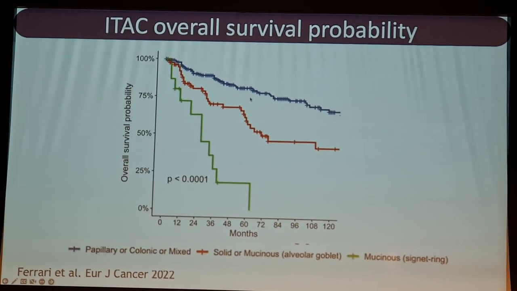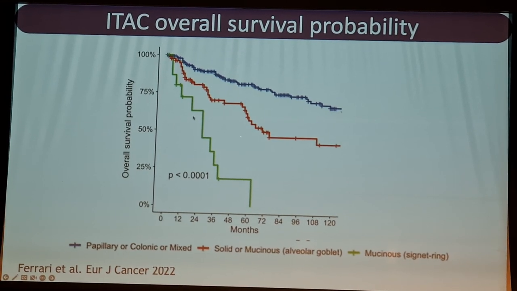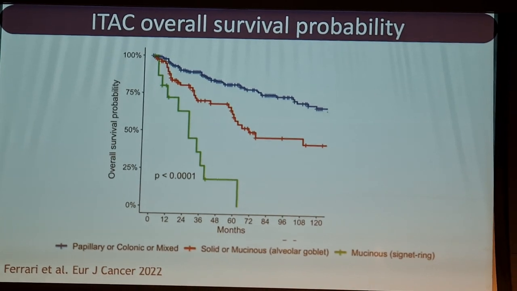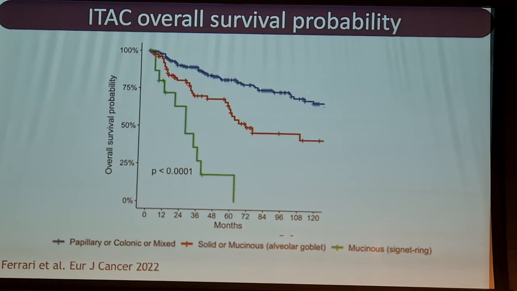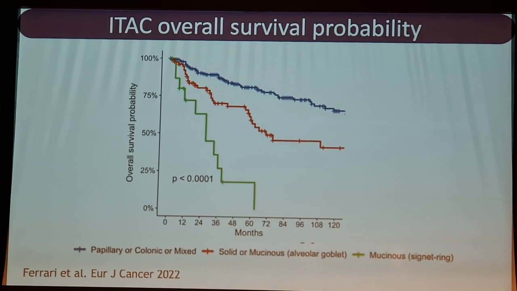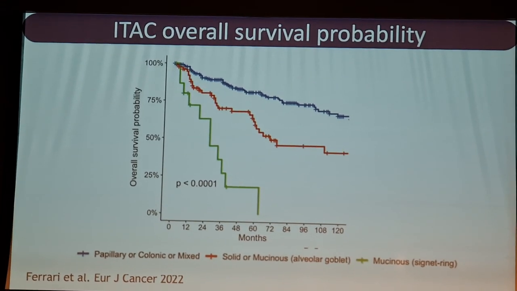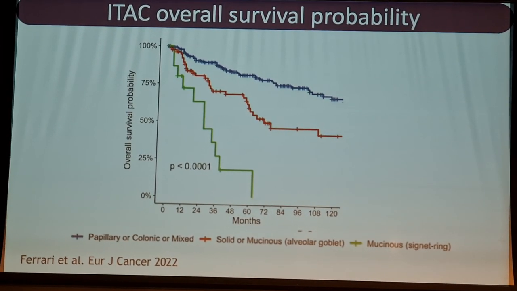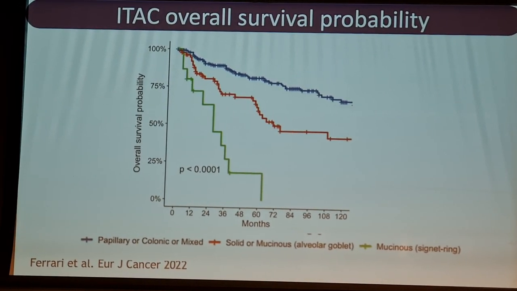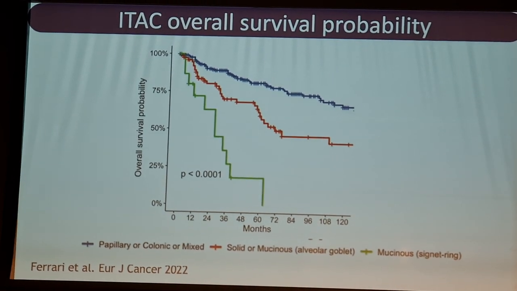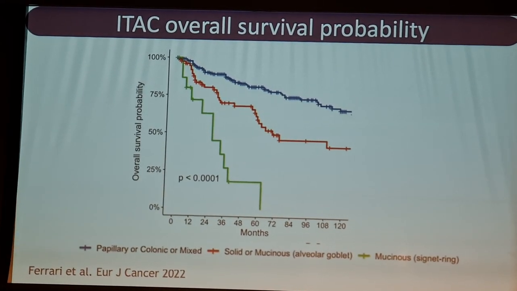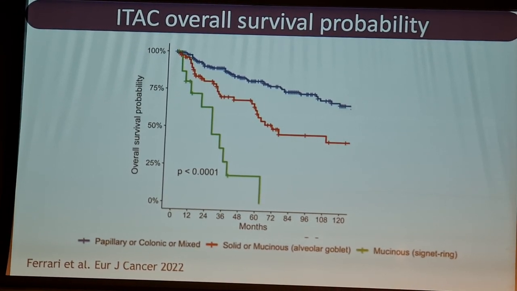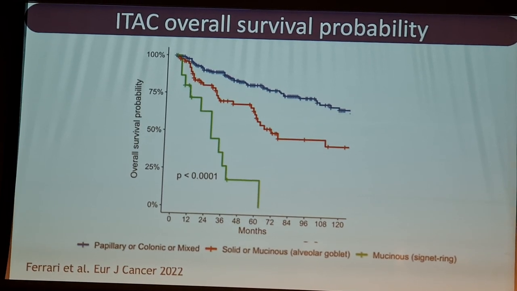And I mentioned before that papillary is different from mucinous, so the survival is totally different between both of them, with solid and mucinous in the middle. So histology is very important to bring up and discuss with the patient, how about survival rate, even for one single tumor. We are talking about ITAC. You see that there are three different types and three different survival rates.